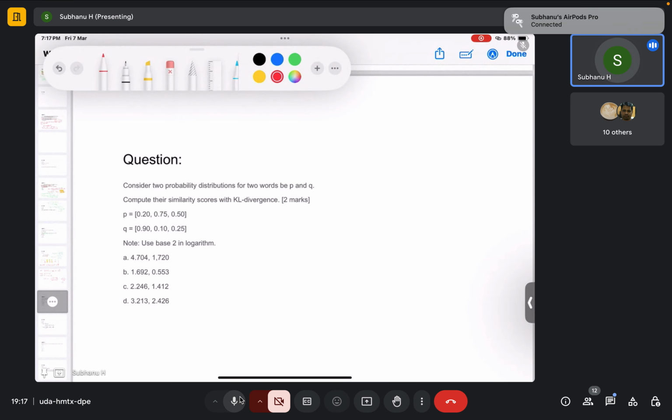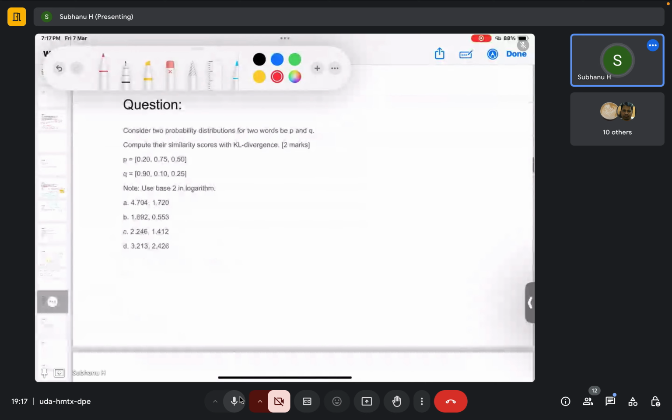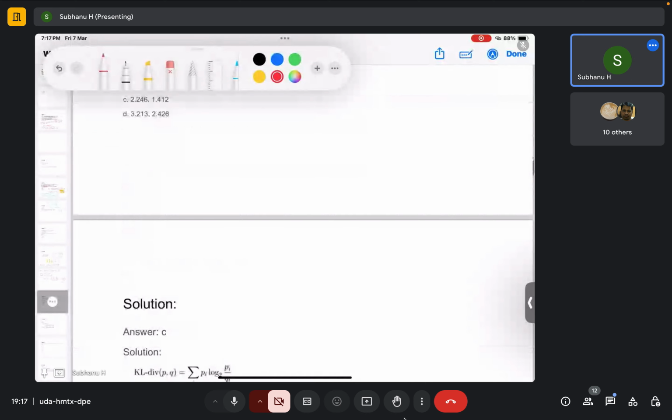Okay, so how to solve this one? Here we have the formula for the KL divergence. So you will be able to find out from here. So the correct answer is C.